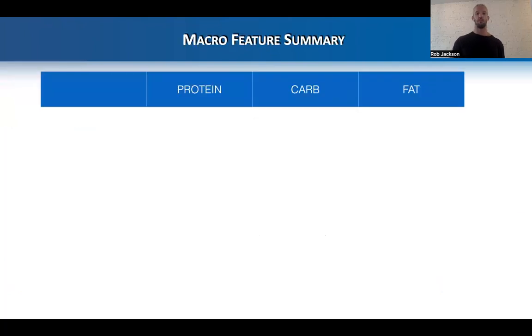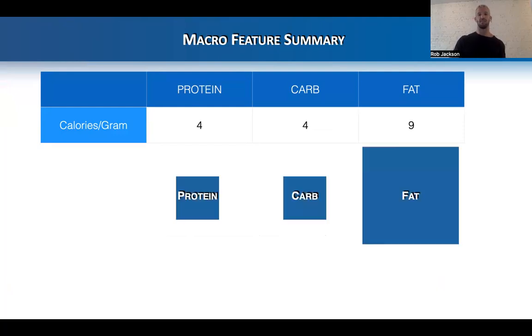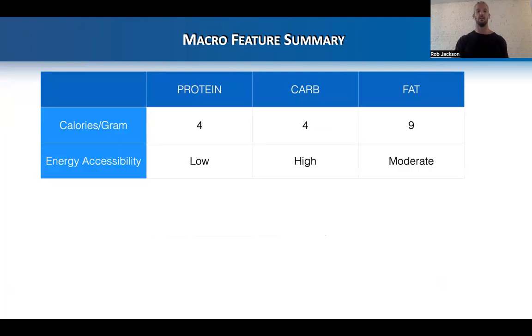So just a little summary of those features of each so we can get another little visual of it. So we go protein, carbs, and fat. In terms of the amount of energy per gram that each provides, protein and carbs are 4 calories per gram, whereas fat is 9. And it's a visual representation there. So for the same volume, if we only ate 1 gram, it just shows how much more energy dense fat is compared to carbs and protein.